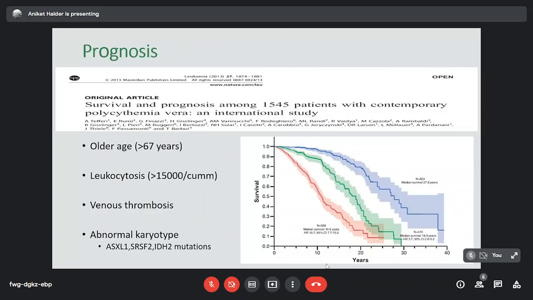Prognosis. This is a large series by Tefferi et al., where in his original article he showed that patients older than 67 years of age and patients having persistent leukocytosis more than 15,000 with multiple episodes of venous thrombosis and abnormal karyotype usually have a poorer prognosis.